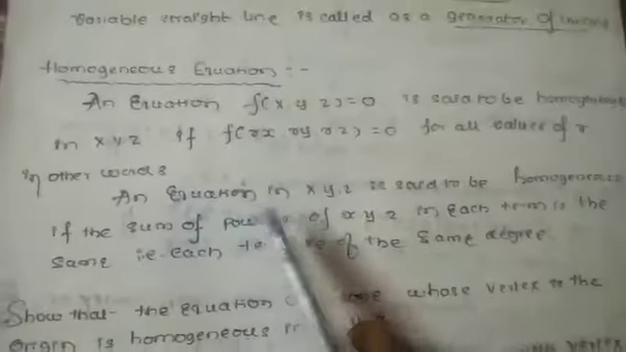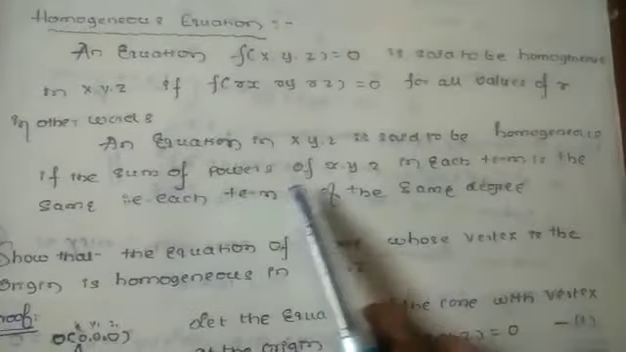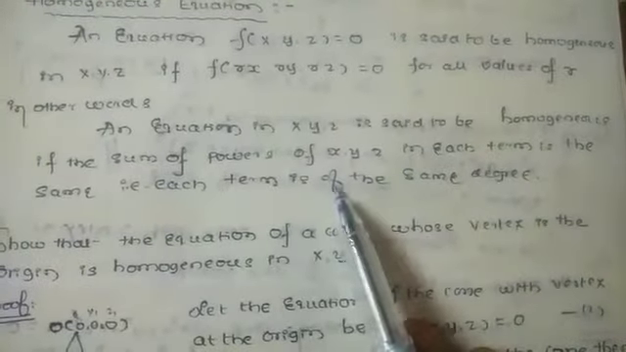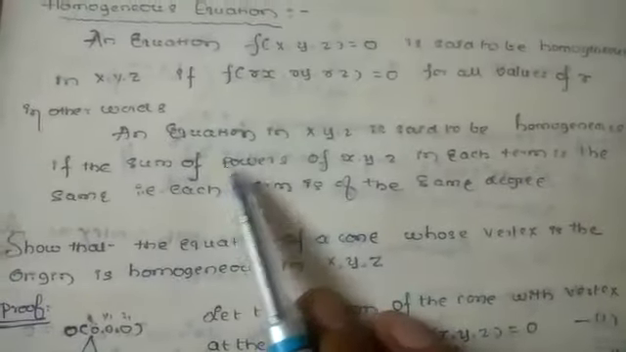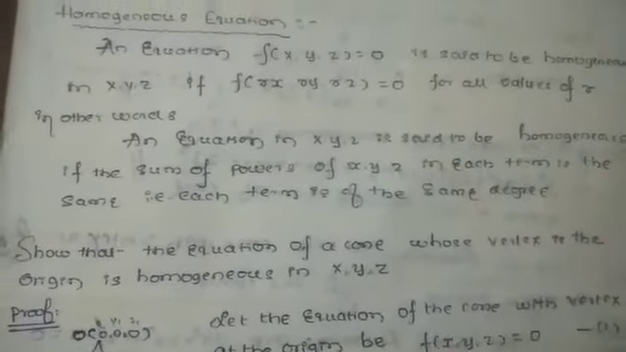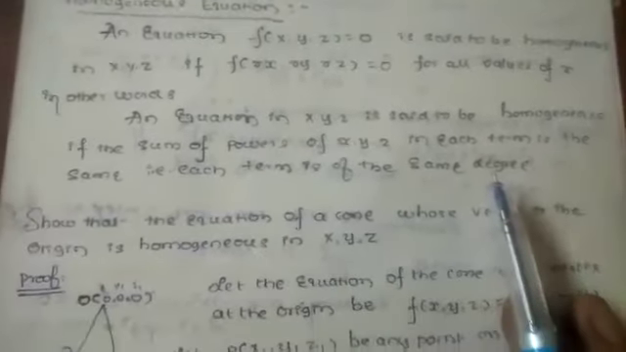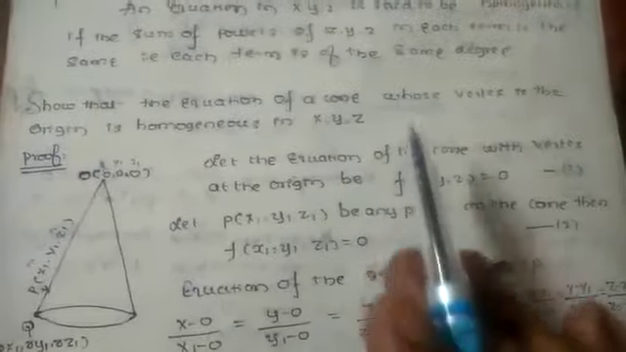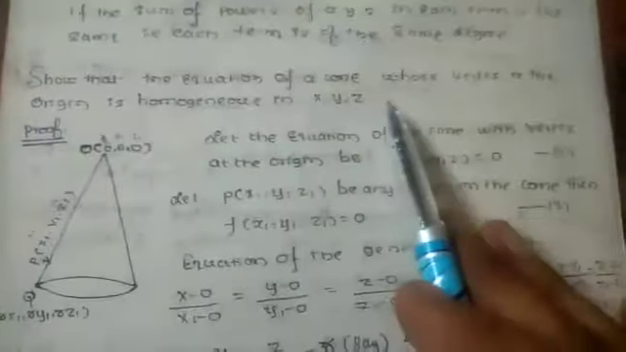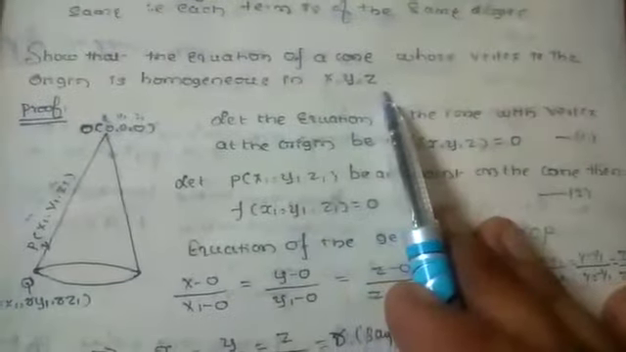In other words, an equation in xyz is said to be homogeneous if the sum of the powers of xyz in each term is of the same degree. Suppose x square plus y square plus z square plus 2xz, so that 2xz is also of degree 2, which is of the same degree. Now, an important one: show that the equation of a cone whose vertex is the origin is homogeneous in xyz.